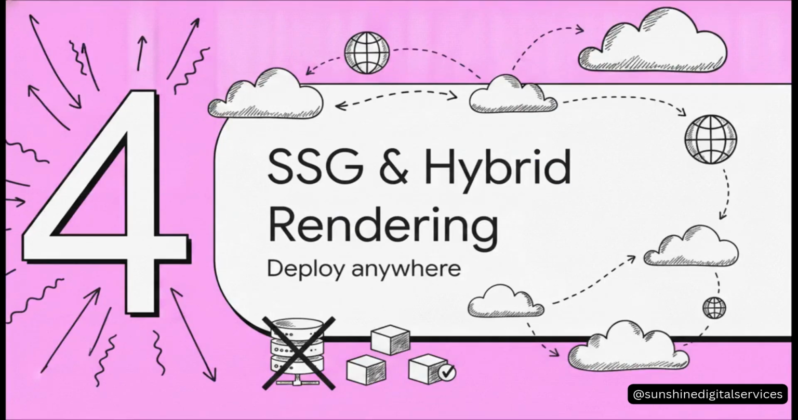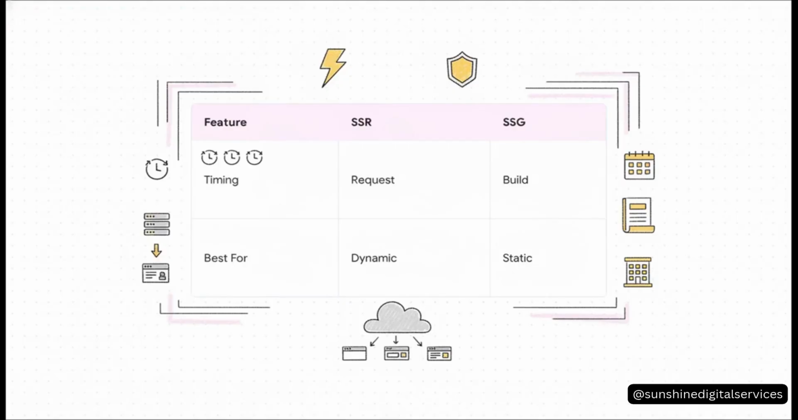All right, Section 4, SSG and hybrid rendering. So if SSR is all about rendering on demand, static site generation, or SSG, is all about rendering ahead of time. Nuxt can actually pre-render your routes into static HTML during the build process itself. This is incredibly fast, it's highly cost-efficient, and it's practically immune to traffic spikes because you are literally just serving static files from a CDN.